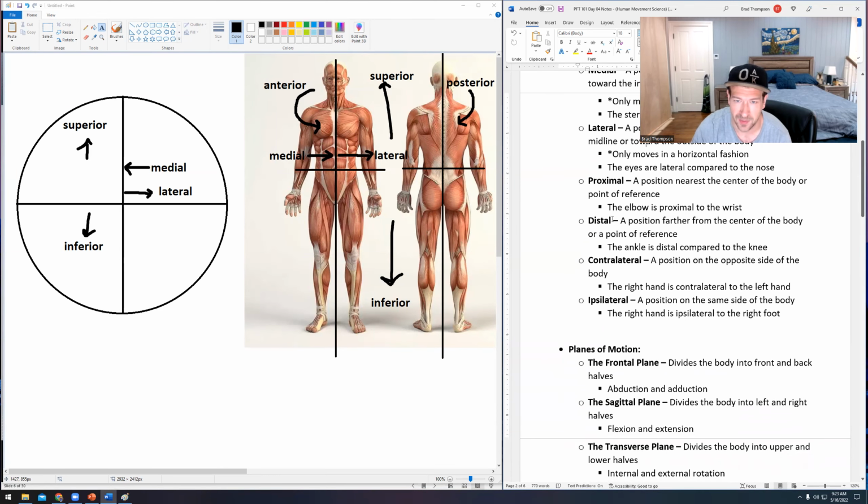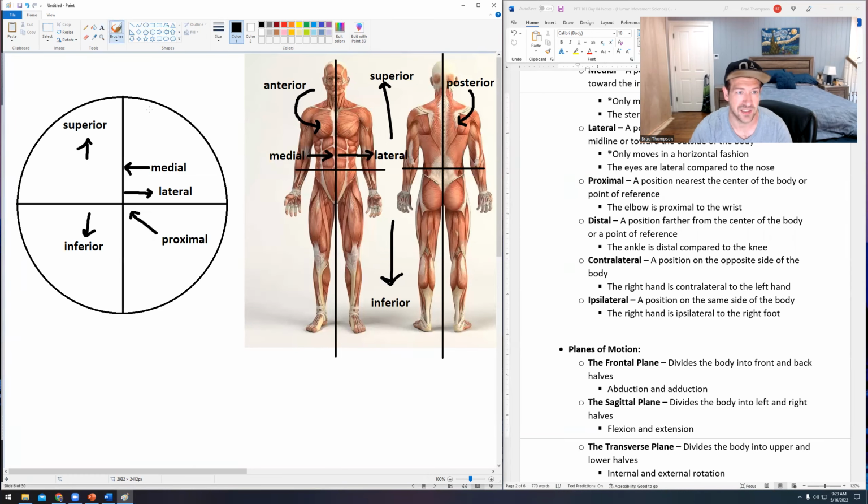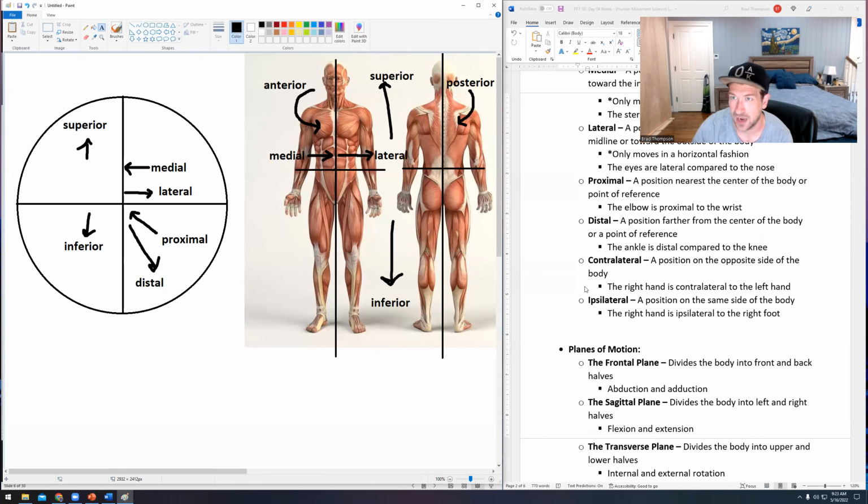But then we got some weird ones here. We got two weird terms. We've got proximal versus distal. And this is where the conversation about centers comes in, because this can move in multiple directions. So if I am going closer to the center, right, and that's where the two middles meet, that is within proximity to the center, so that's proximal. And if I'm going away from my center, that is going to be considered distal. I am getting at a distance, right?